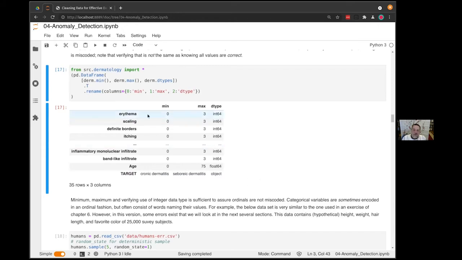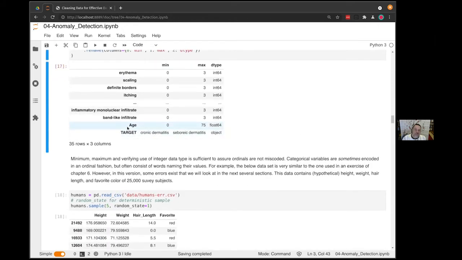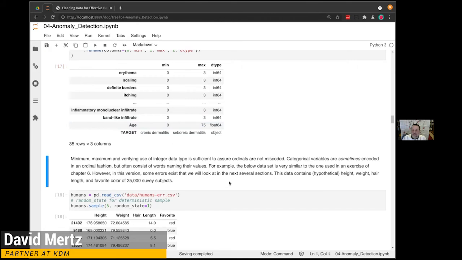But in particular, I could just use a little description here. And I find that for most of these features there's a minimum and a maximum, and indeed they go from 0 to 3. So that feels fairly happy in terms of data quality. I do notice that there's a data field called age, which goes from 0 to 75, which is reasonable enough. Those are human ages, and those could be the patients.